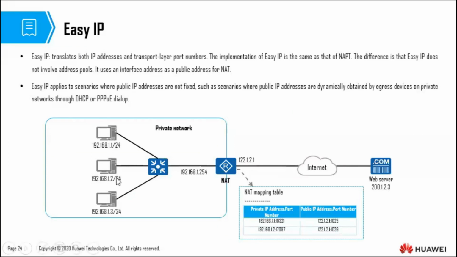So with Easy IP, it means that everyone in your internal network is going to be mapped to the same public IP address. The only difference is the port numbers. Are you getting the difference between NAPT and Easy IP?